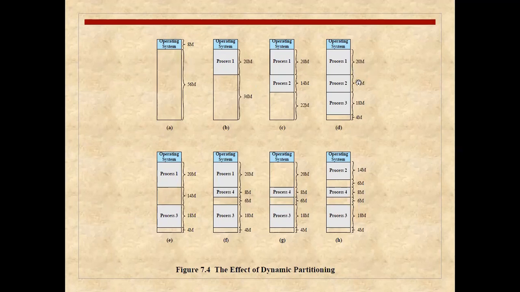14 MB block will be available for further use, and this 14 MB block may contain any other process, that is process number 4. But if another process is coming which is greater than the size of this free block, then you cannot put this new process in this block. So it will be difficult here to manage the different blocks that are free.